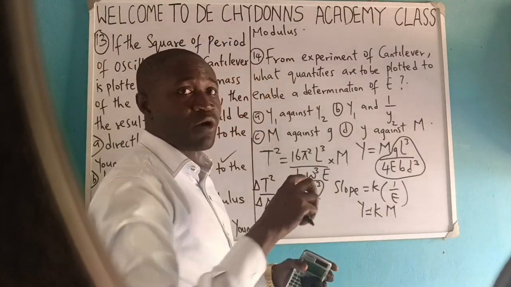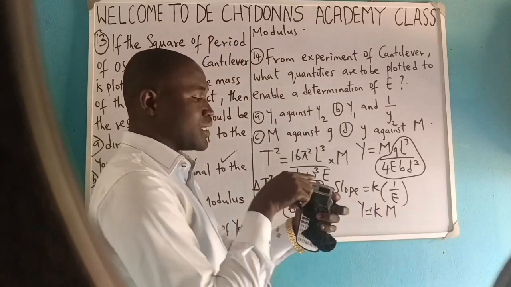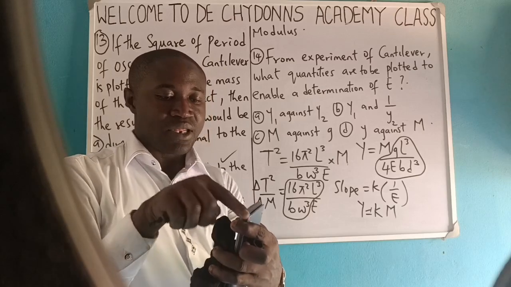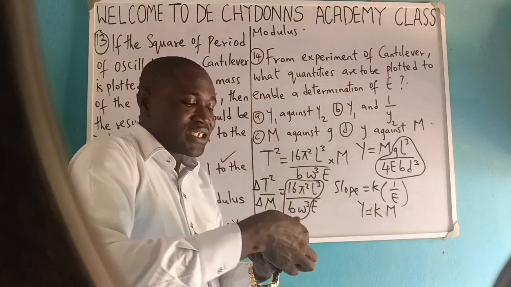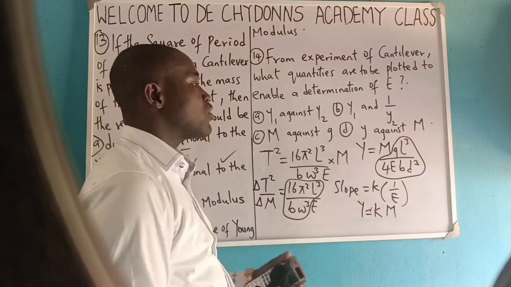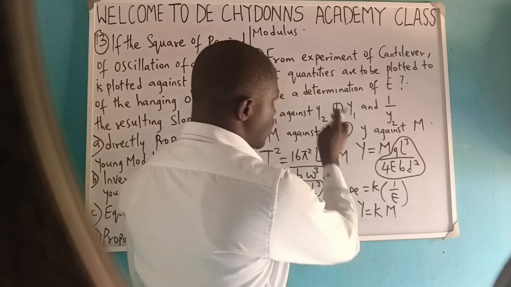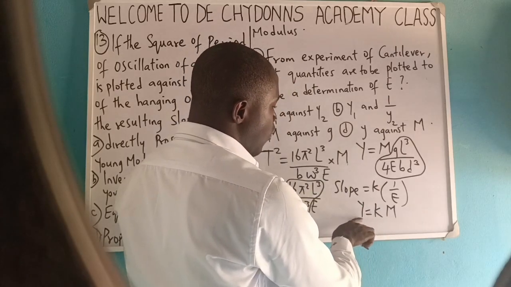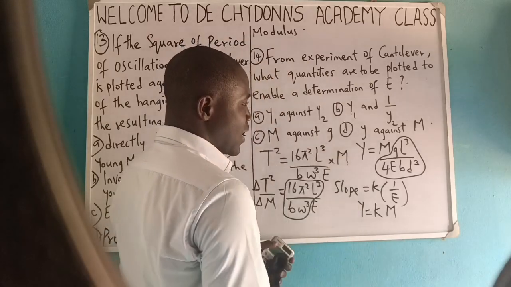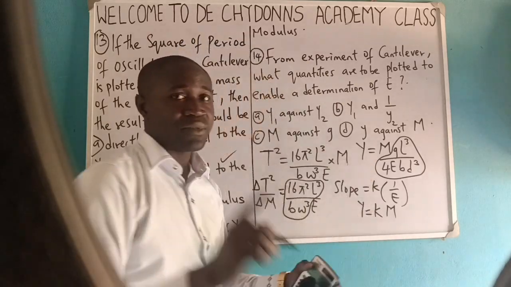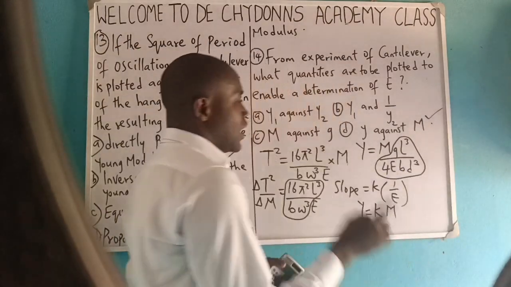L is the length of the what? Meter rule. B is the breadth, that is the distance from the breadth of it. Then this is the thickness of the what? The meter rule. So you package it. That means in this question, we plot the graph of y against m, not the other option that is given to us. That is the correct one. We pick option D as it is.